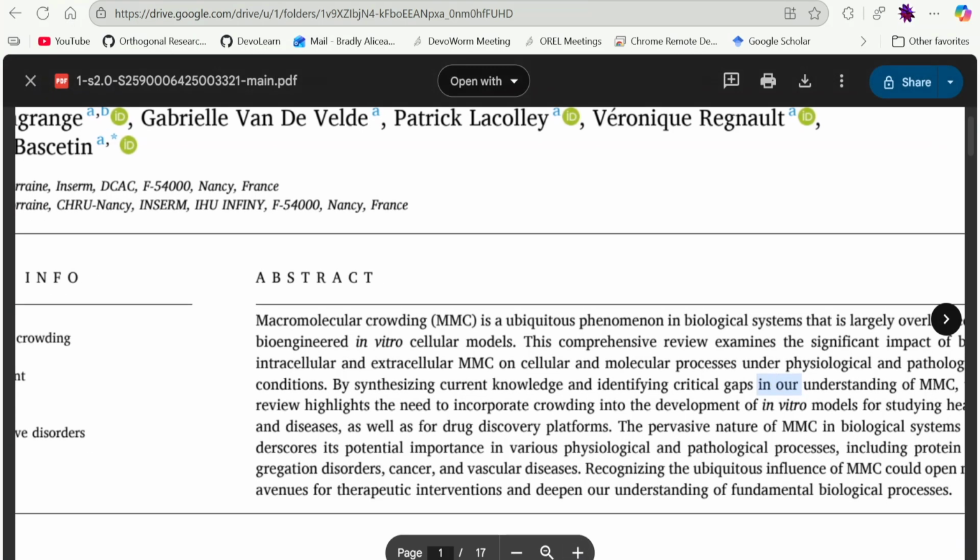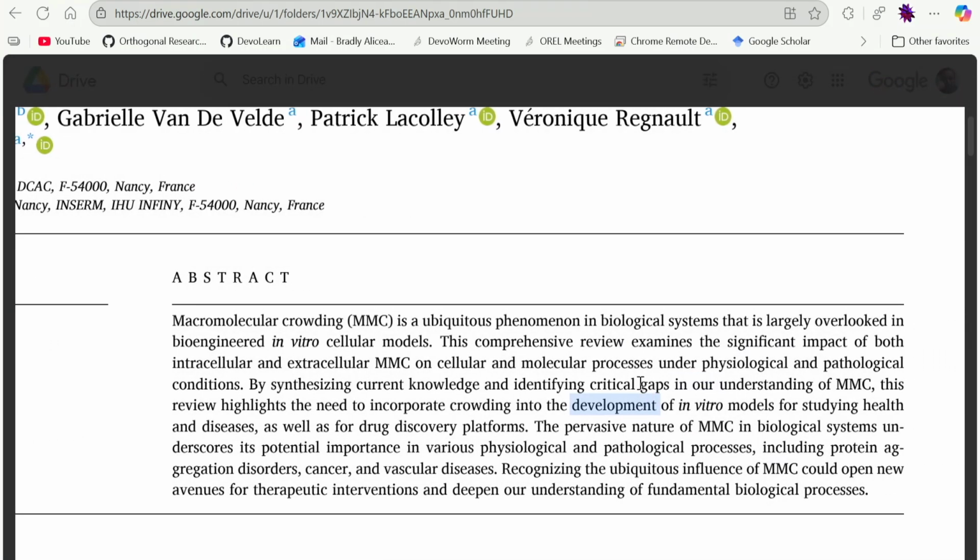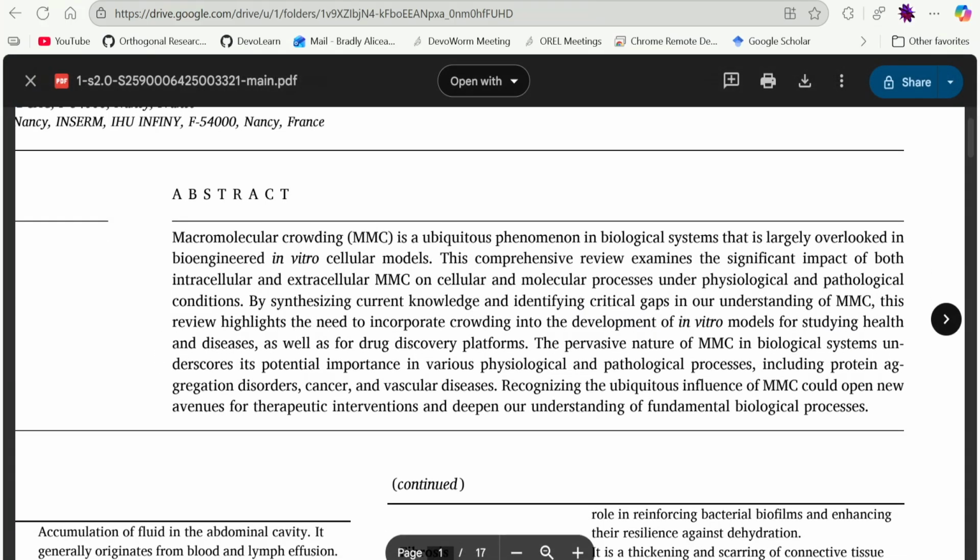Macromolecular crowding, or MMC, is a ubiquitous phenomenon in biological systems that is largely overlooked in bioengineered in vitro cellular models. This comprehensive review examines the significant impact of both intracellular and extracellular MMC on cellular and molecular processes under physiological and pathological conditions. By synthesizing current knowledge and identifying critical gaps in our understanding, this review highlights the need to incorporate crowding into the development of in vitro models for studying health and diseases, as well as for drug discovery platforms.